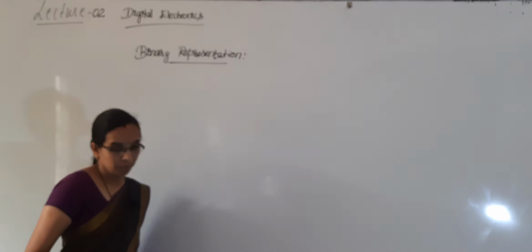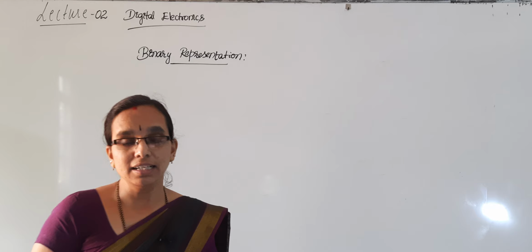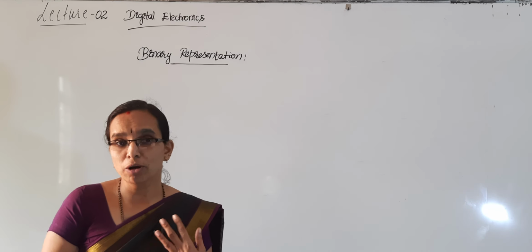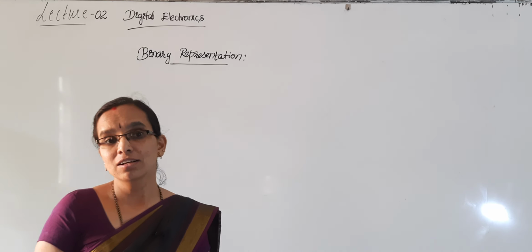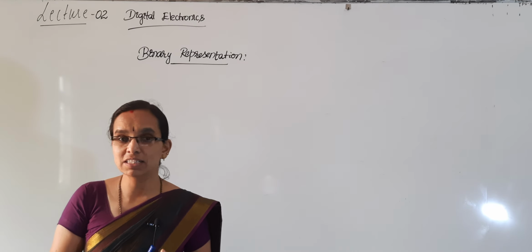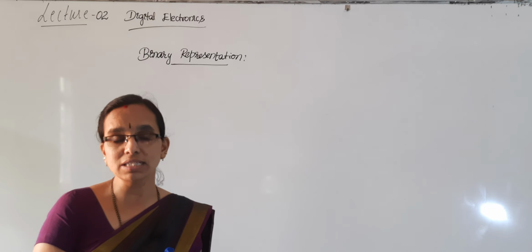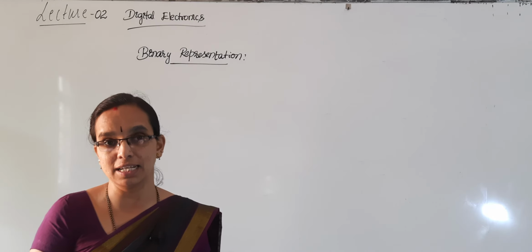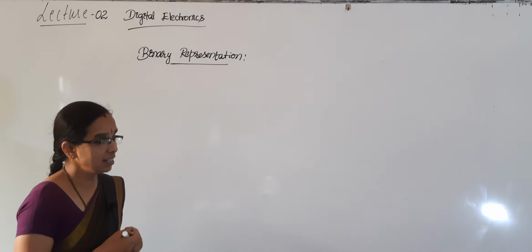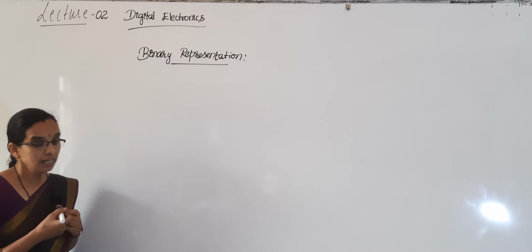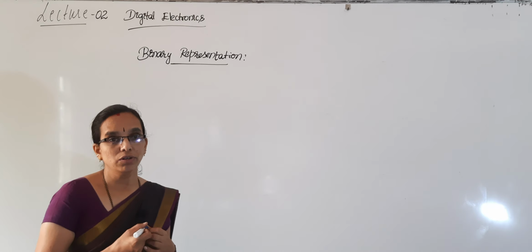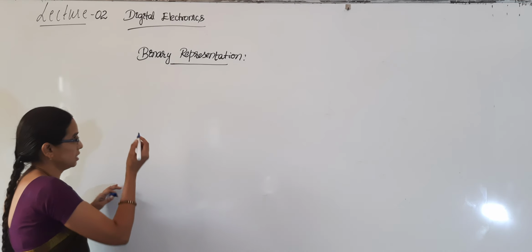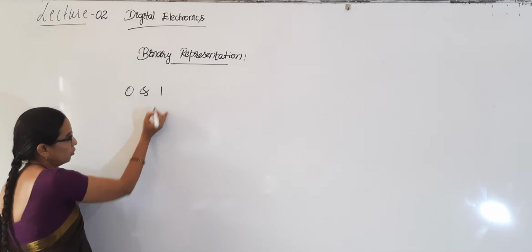As we discussed, variable quantities can be represented in two forms. One is an analog form and another is a digital form. That means analog signal and digital signal. A digital signal is one which has two possible states, that is, the binary states. Binary representation means digital circuits deal with signals having two possible states, that is 0 and 1.